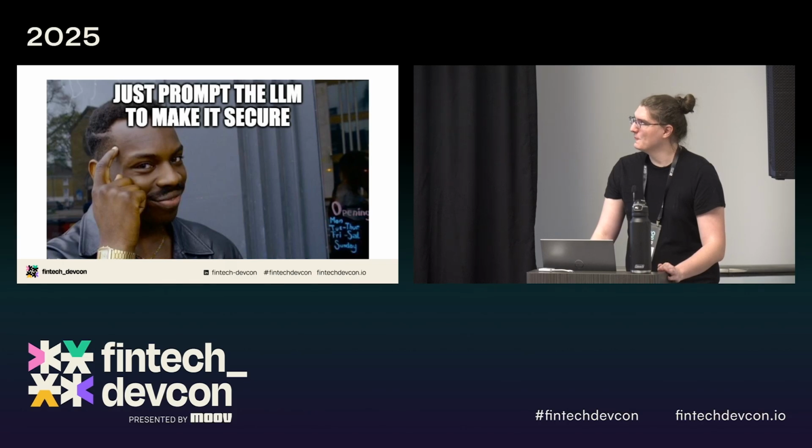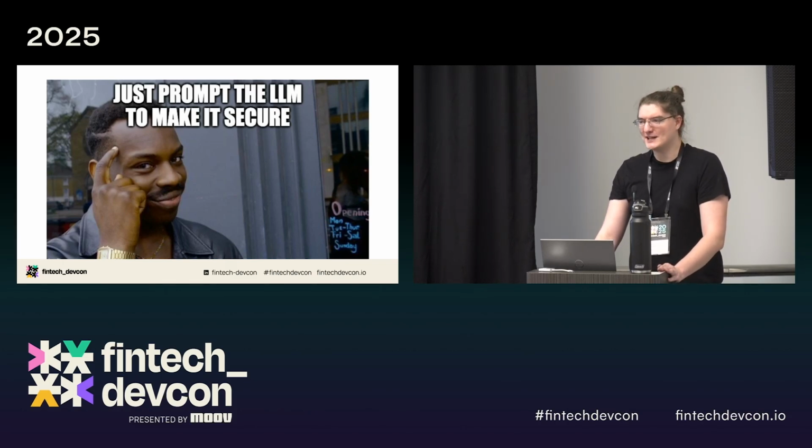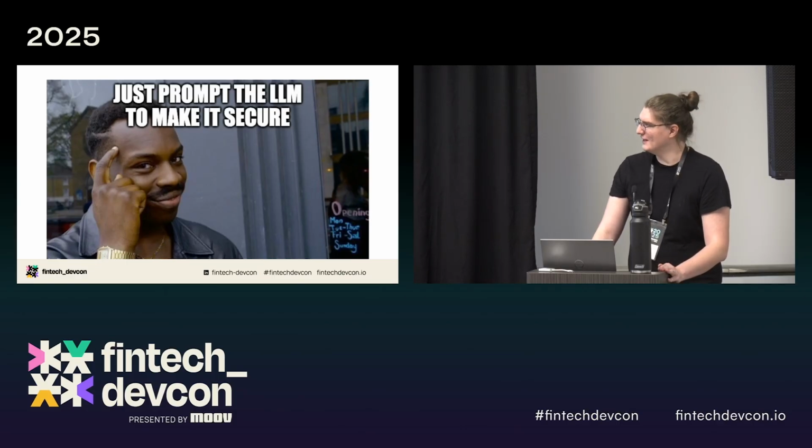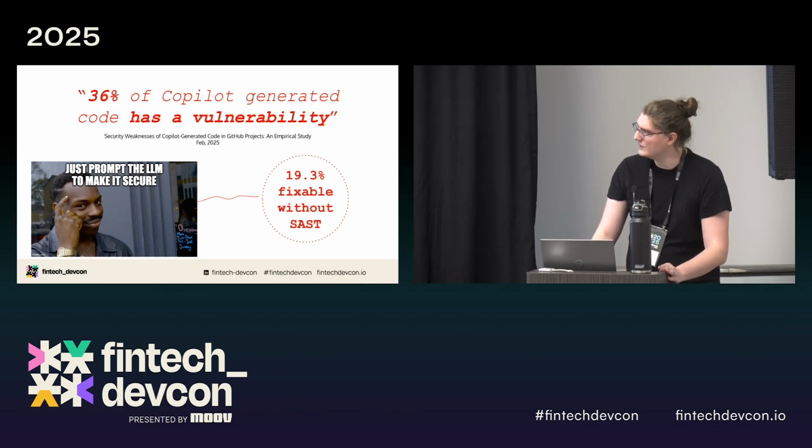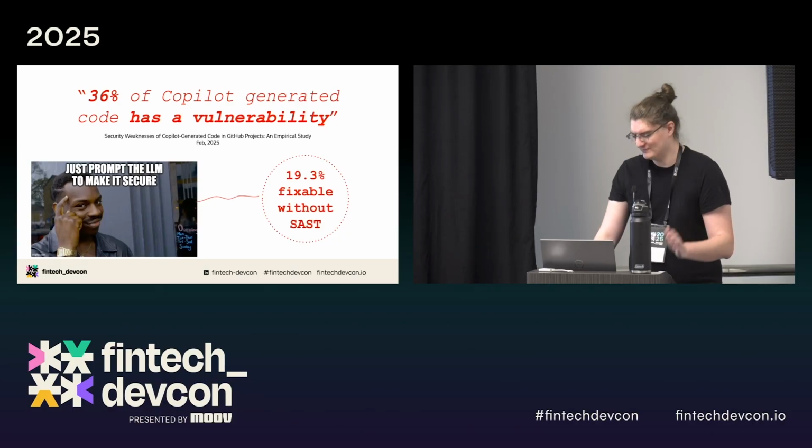You might think, just prompt the LLM to make it more secure. Surely Claude knows how to make secure code. I just have to ask Claude to make it secure. But they did think about that. And they found that only about 20%, 19.3%, were fixable without a SAST. If you're not familiar, SAST is a static application security testing tool, which is to say it's a way to scan code without actually executing it. And even then, even providing it with some context from a SAST, it did not always fix things 100% of the time. So for your consideration.